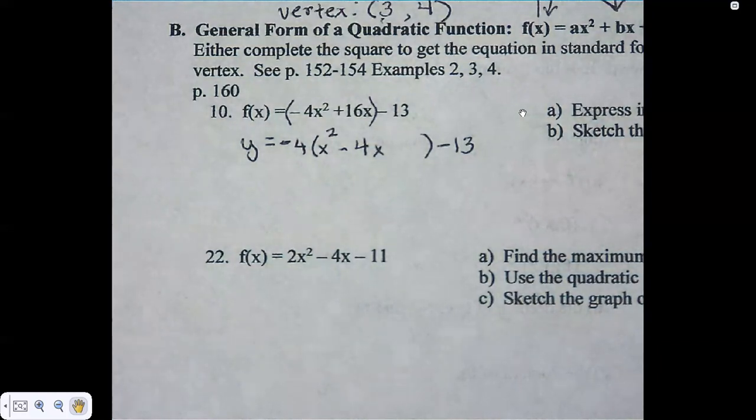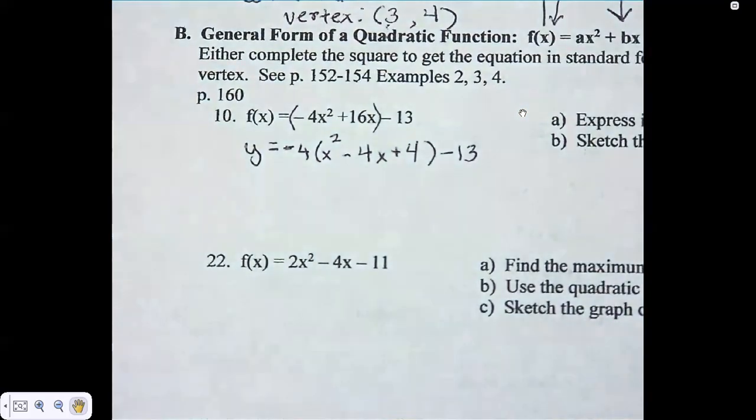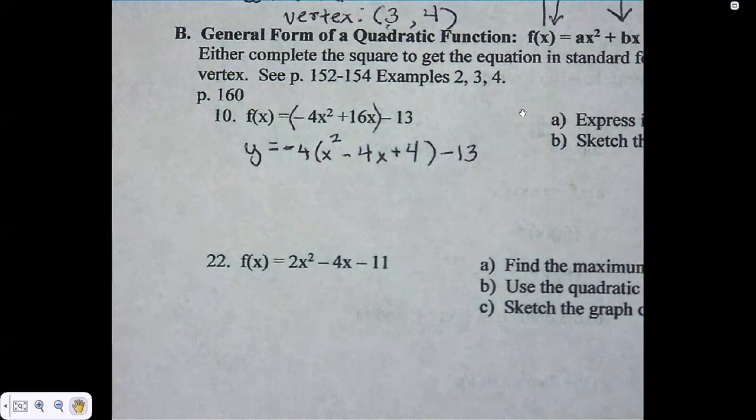So far, is that equivalent to the line above it? Yes? Okay. What would I add inside the parentheses to complete the square on the x's? Half of 4 is 2. 2 squared is 4. Is that equivalent to the line above it? No, I can't just go around adding 4s wherever I feel like it. If I add 4 to the left, I'd have to add 4 to the right.